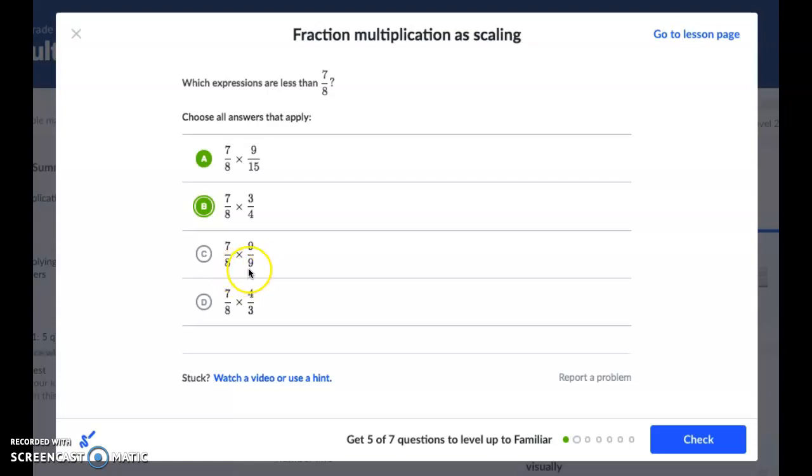So C cannot work. And then here, 7/8 times 4/3. 4/3 is actually more than 1 because 3/3 would be 1. So 4/3 is more than the whole. So if we're multiplying it by more than the whole, we're going to get a larger number than 7/8.